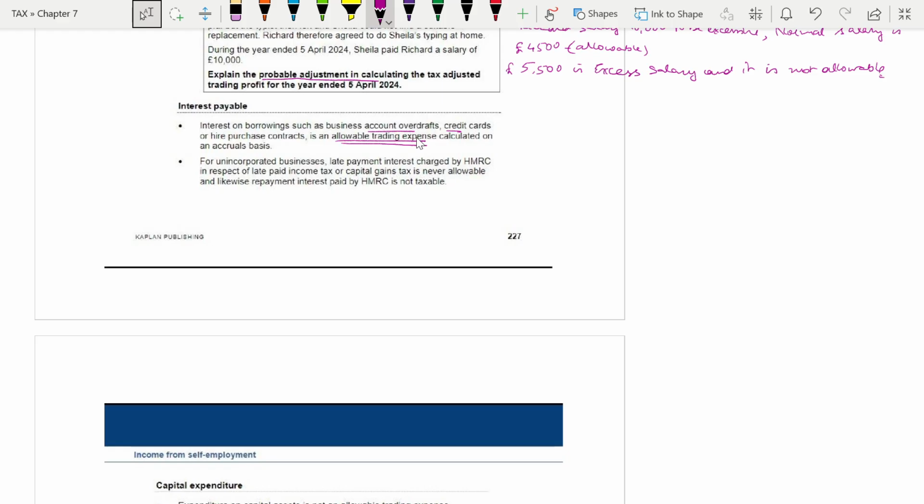For an incorporated business, late payment interest charged by HMRC on late paid income tax or capital tax is never allowable. Likewise, repayment interest paid by HMRC is not taxable. For an unincorporated business, late payment interest charged by HMRC in respect of late paid income tax or capital gains tax is never allowable. That means if you are paying tax, you cannot have the advantage of that.